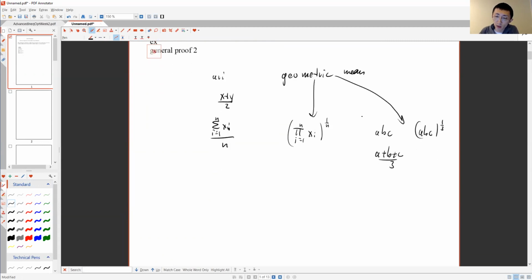So the AM-GM inequality just says if you have some number of non-negative real numbers, then their arithmetic mean is at least as big as their geometric mean.